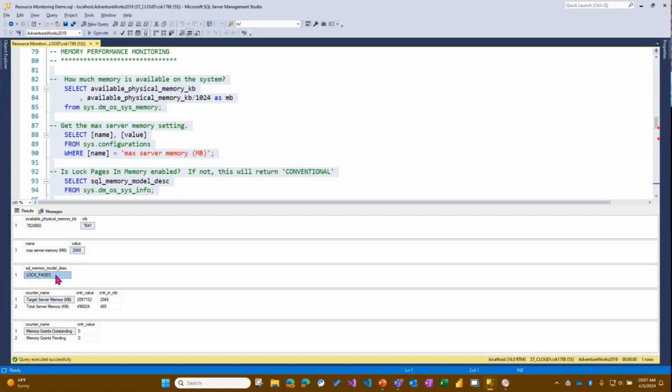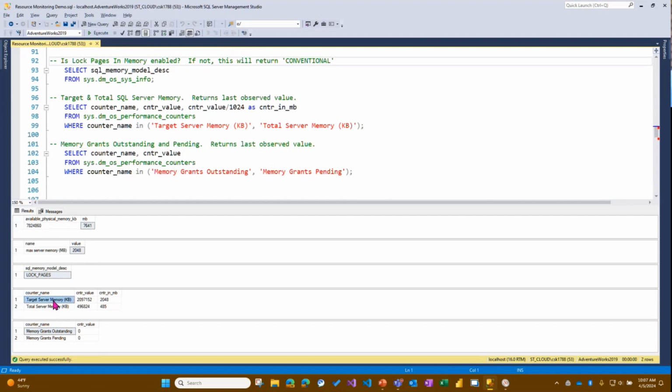Lock pages in memory is another setting. I generally wouldn't enable this setting on a system this low. I wouldn't really think about enabling it until a server gets up to 64 gigs or beyond that. But I have it enabled here just for demo purposes so you can see where that shows up.